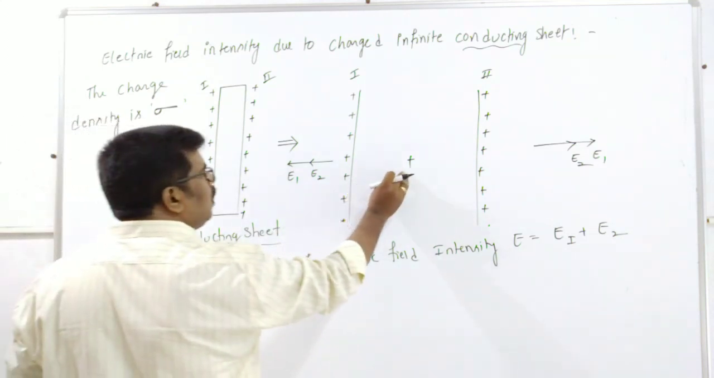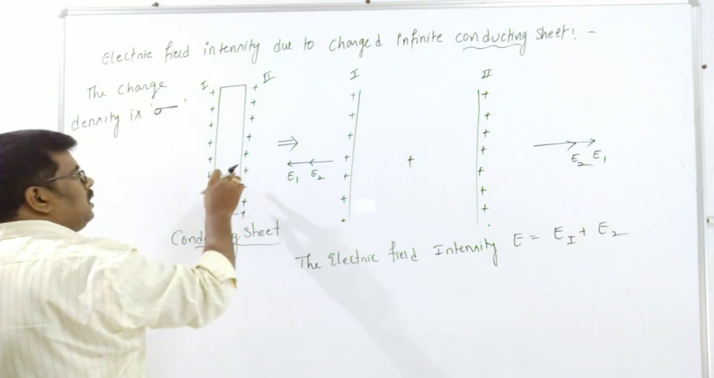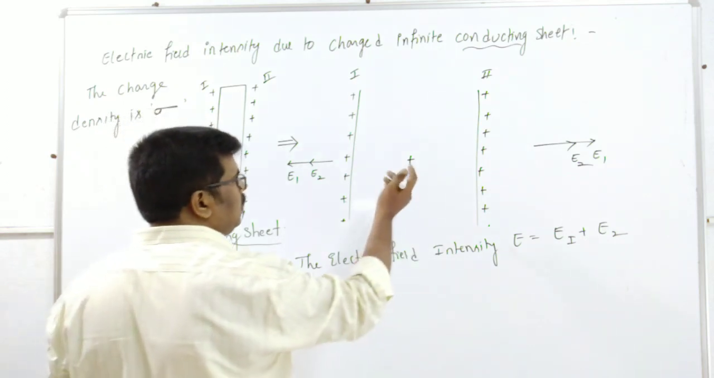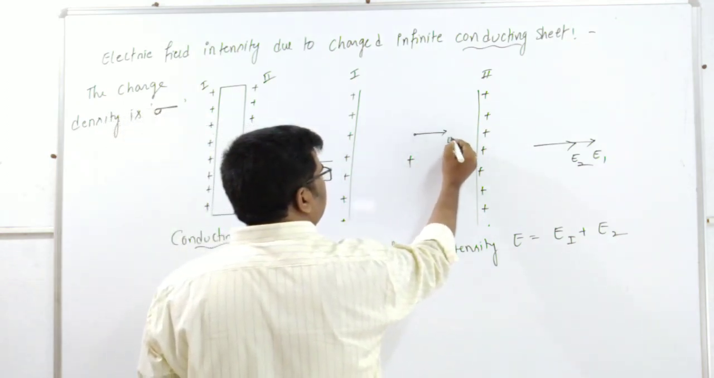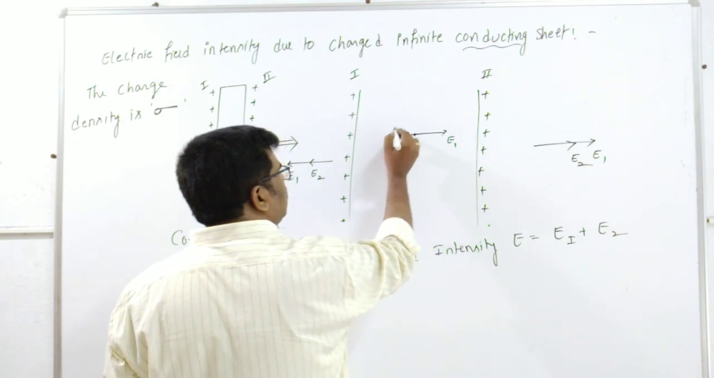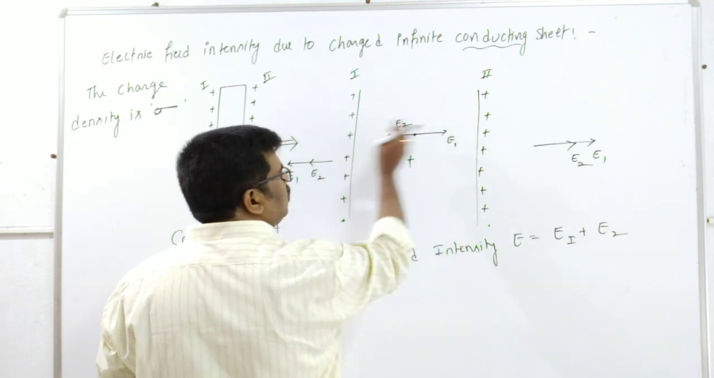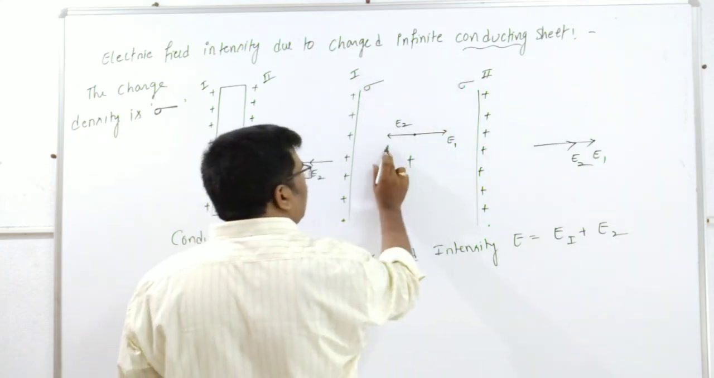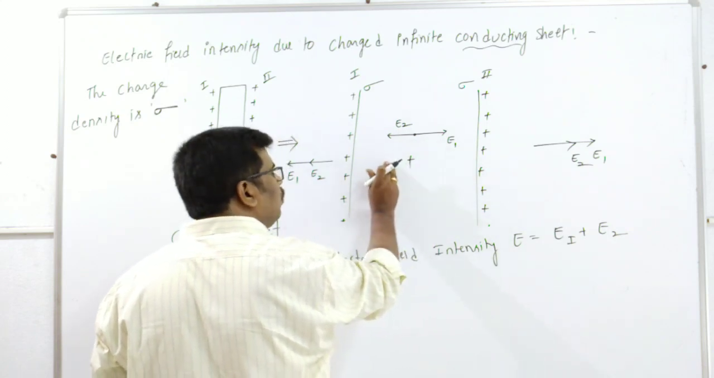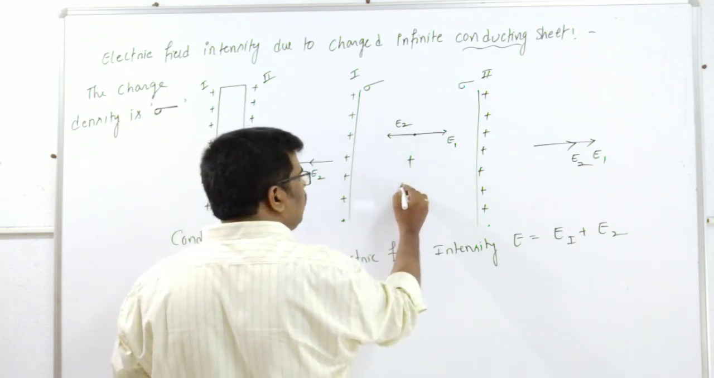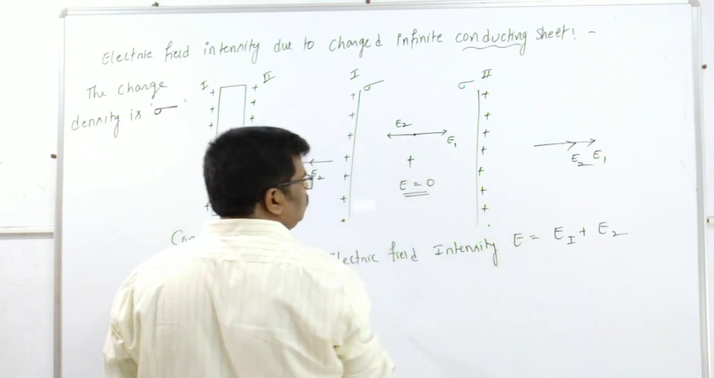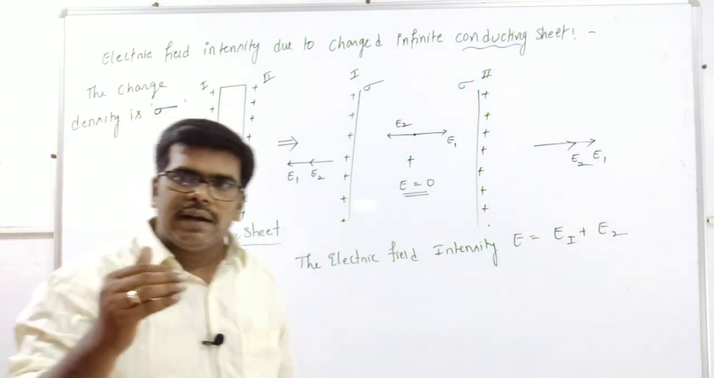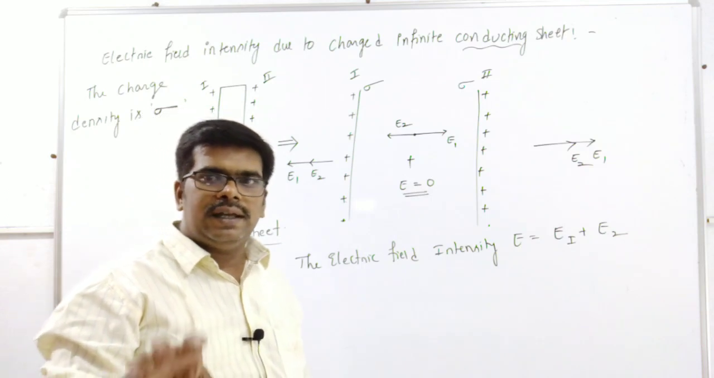But in the middle, what will happen? In the middle of a conducting plate, the charge will be 0, which also means the electric field intensity is 0. You can observe that here. Due to this one, the electric field intensity is away from it, E1. Due to this one, it is also away from it. These two have the same charge densities, so these two electric fields have the same magnitude, but they are in opposite directions. Then the electric field intensity is 0. Already we discussed that when a conducting body is there, the net electric field intensity inside the body is 0.